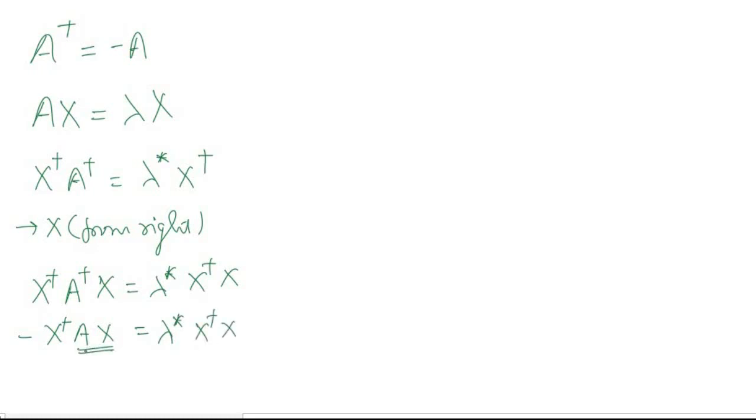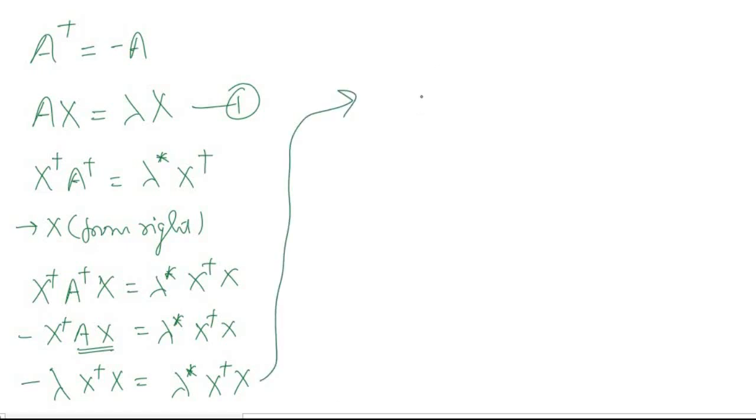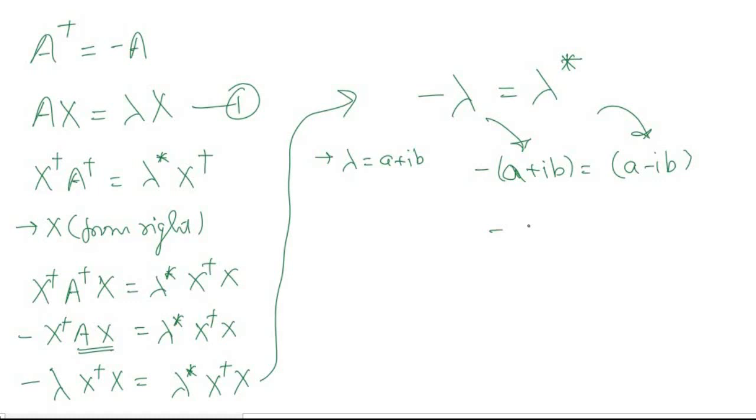From the eigenvalue equation, Ax = λx, so you can write that λ x dagger x is equal to λ star x dagger x. From this equation we can conclude that minus λ is equal to λ star. Let us say that λ is equal to a plus ib, then minus of a plus ib is equal to a minus ib. So minus of a minus ib is equal to a minus ib. So this cancels, it means a is equal to 0.